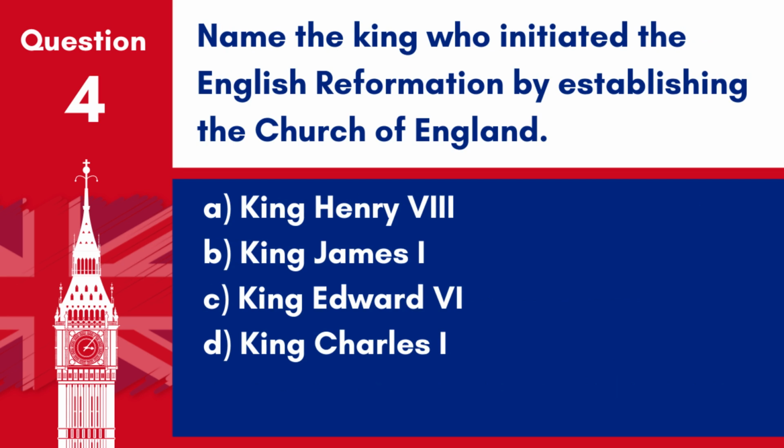monarchy. Question 4. Name the king who initiated the English Reformation by establishing the Church of England. A. King Henry VIII, B. King James I, C. King Edward VI, D. King Charles I. Answer: A. King Henry VIII. King Henry VIII initiated the English Reformation by establishing the Church of England, breaking away from the Roman Catholic Church.